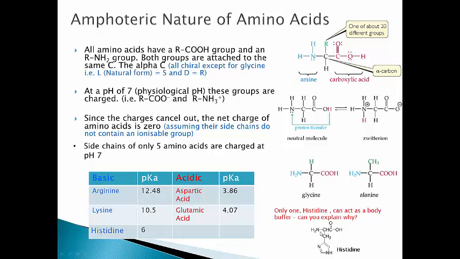Okay, so amphoteric amino acids, okay, are usually what we have in nature. So amphoteric means they can act as an acid or a base.